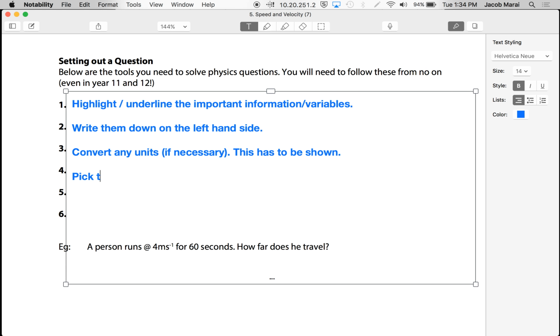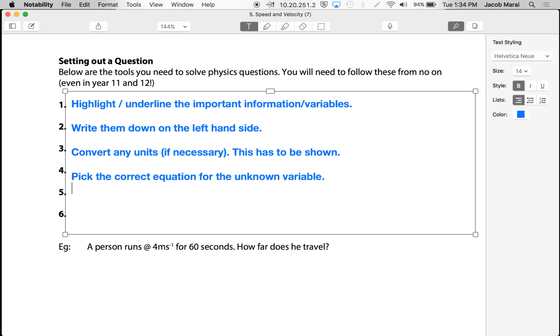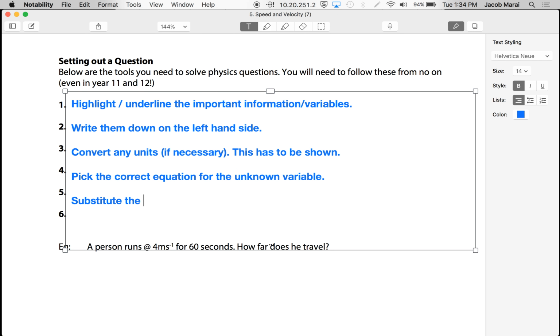Next, you are going to pick the correct equation for the unknown variable. You know, if you're solving for S, you're going to use the S equals. If you're solving for V, you're going to use the V equals. Okay? Then you are going to substitute the known values in.